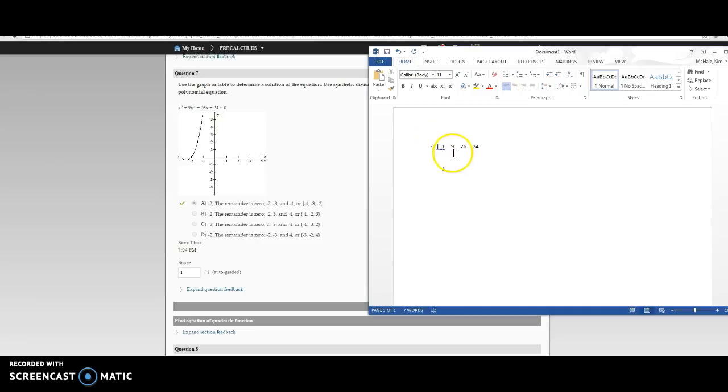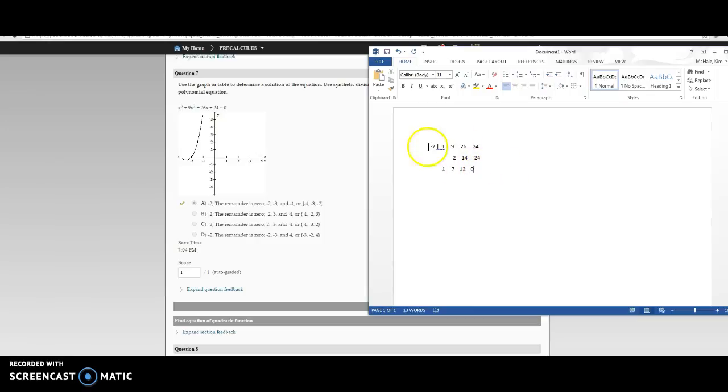So 1 times -2 is -2. I add 9 and -2, and I get 7. Then I multiply 7 times -2, and I get -14. I add 26 and -14, and I get 12. I multiply 12 times -2, and I get -24. I add 24 and -24, and I get 0, which means the remainder is 0.